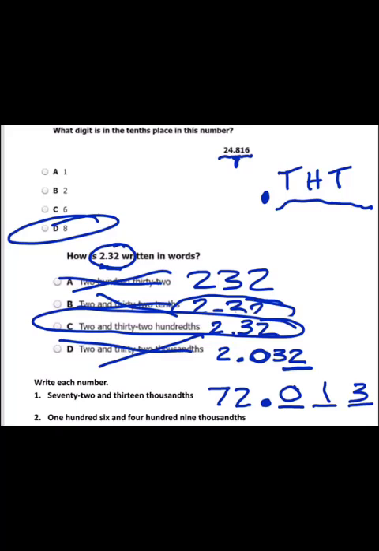Try the last one on your own. Write 106 and 409 thousandths in standard form on your sheet of paper. Pause the video and do it independently.